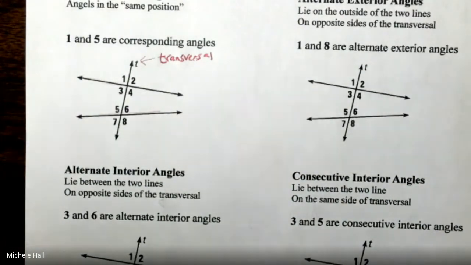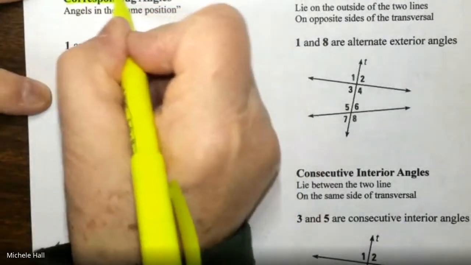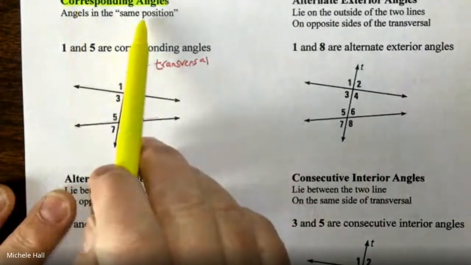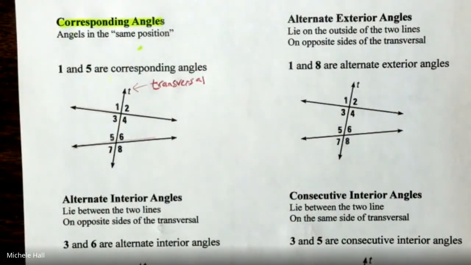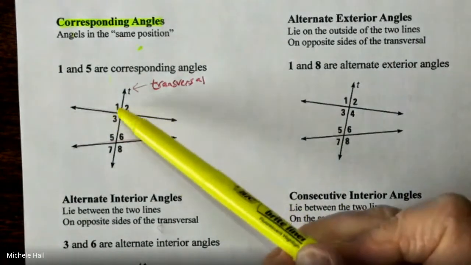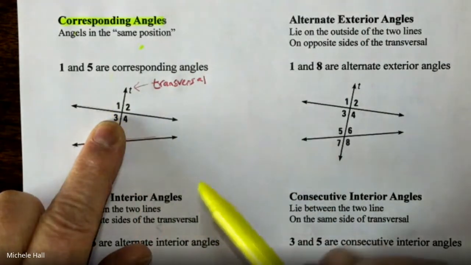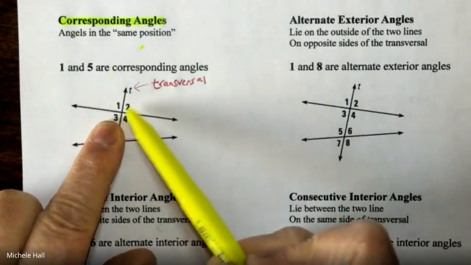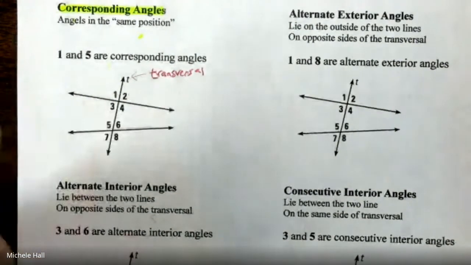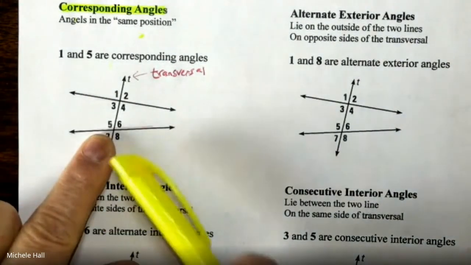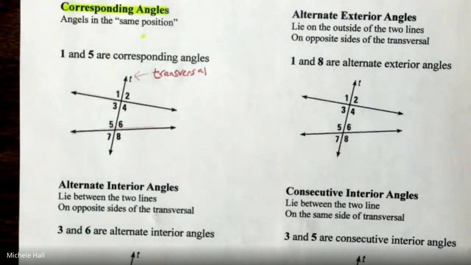Here are 4 more angles that we're going to be using for this chapter. The first one is called corresponding angles. Angles in the same position means they're in the exact same place. 1 and 5 are corresponding. 1 is on top of the line, and it's on the left-hand side of the transversal. So it's on top of this line, and it's on the left-hand side of the transversal. That means that 5 must be on top of the other line and on the left-hand side of the transversal. They're in the same position. That's why they're called corresponding.